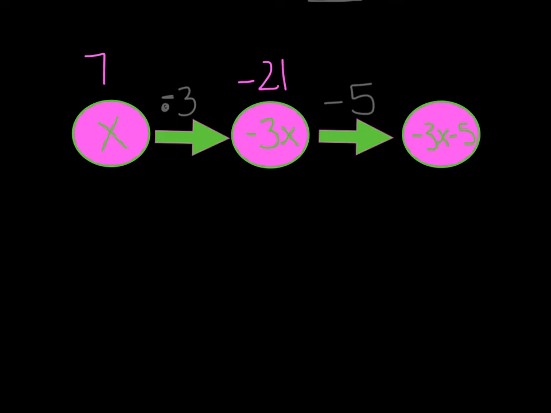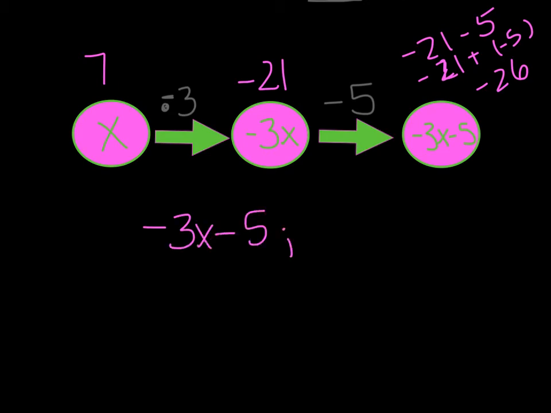So this is where, if you need to, you're going to use a corner of your paper to do negative 21, subtract 5. Remember to think, act, do. So we think addition, use or act like its opposite, so that 5 becomes a negative 5. And then lastly, add. So negative 21 plus negative 5 is going to be negative 26. So negative 3x, subtract 5, when x equals 7, is negative 26.